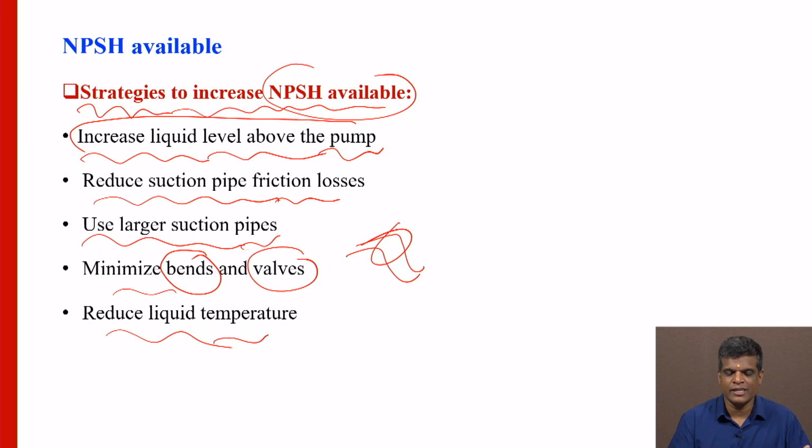So if you want to increase NPSH, we have to follow this strategy: first, increase the liquid level; then reduce the suction pipe friction losses, or use a larger suction pipe; then minimize the bends; and finally, of course, reduce the temperature. Then we always get the chance of increasing the NPSH available.